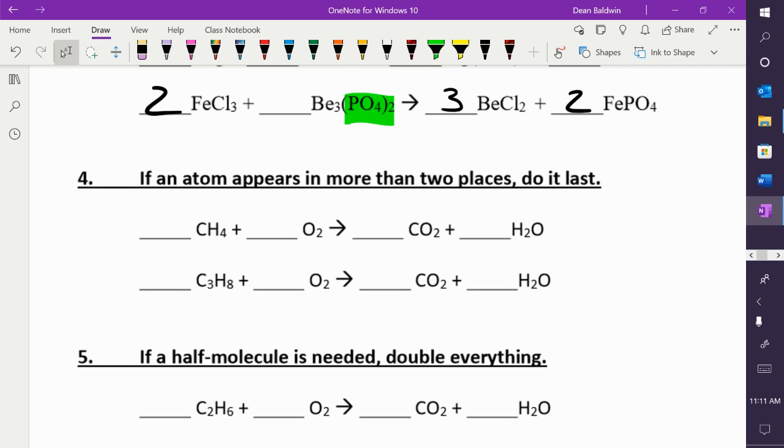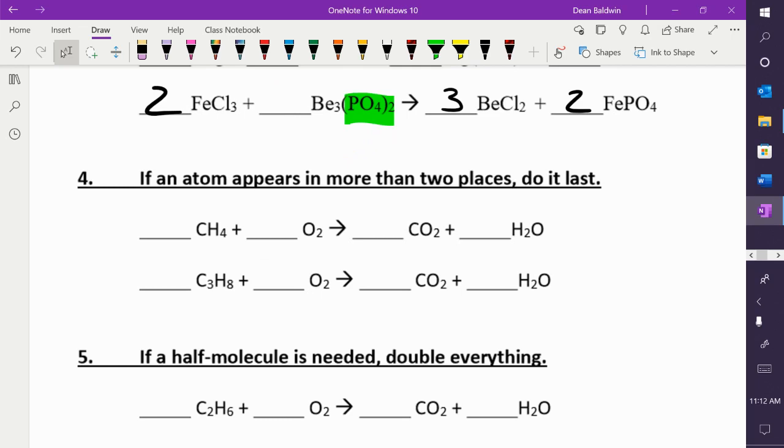An atom appears in more than 2 places. Okay, so we got methane plus oxygen goes to carbon dioxide and water. What do you want to balance first? What do you want to leave to the end? Let's start with that. I'd leave the oxygen to the end, right? We're not going to mess with that. So how many carbons? 1. 1 carbon. We're good.